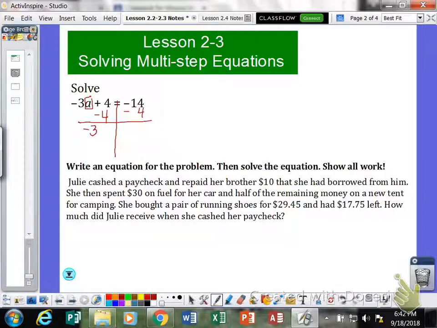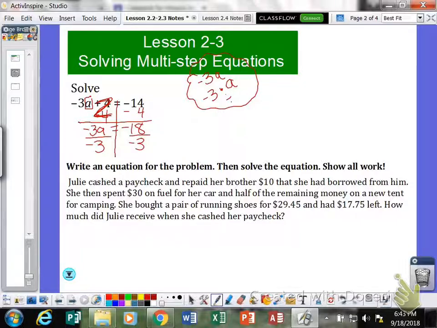This negative 3a has to come down. Those zeroed out, so they're no longer there. And negative 14 minus 4 is negative 18. And then we divide by negative 3. Remember opposite operation? Little thinking time here. Remember that negative 3a is the same as negative 3 times a. So the opposite of multiply is divide. And we show division by using a fraction bar.